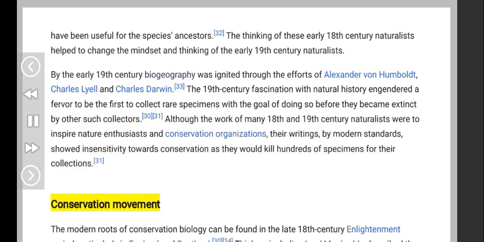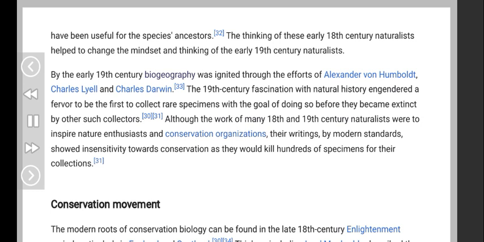Conservation movement. The modern roots of conservation biology can be found in the late 18th century Enlightenment period, particularly in England and Scotland. Thinkers including Lord Mountbatten described the importance of preserving nature. Much of this early emphasis had its origins in Christian theology.